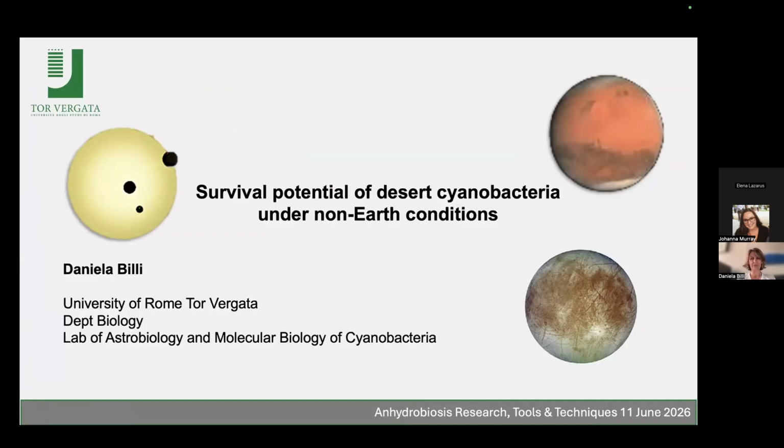Okay, so we will talk about desert cyanobacteria when they are exposed to non-Earth conditions. I'm going to talk about Mars, of course, icy moons, and also planets that are around other stars. And these three are actually the topic of astrobiology research because they are potentially habitable either in the past, talking about Mars, or they might be currently habitable, like the icy moons, or also exoplanets that are orbiting around M-stars.